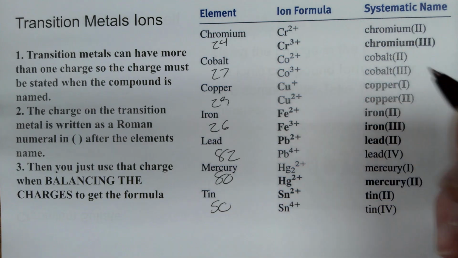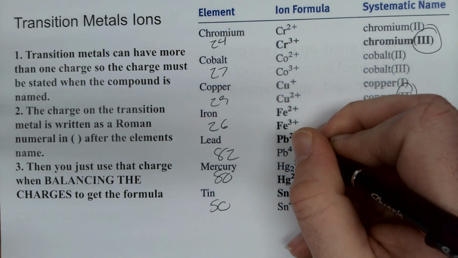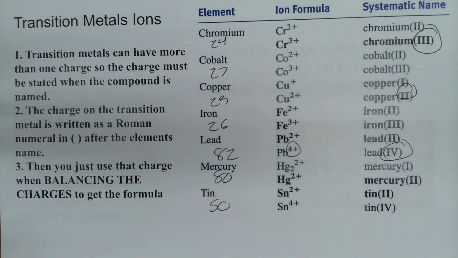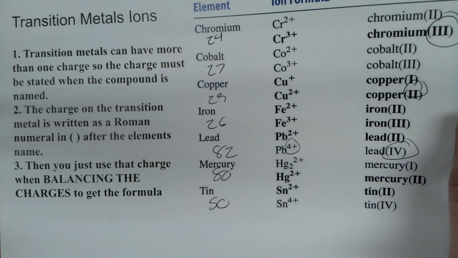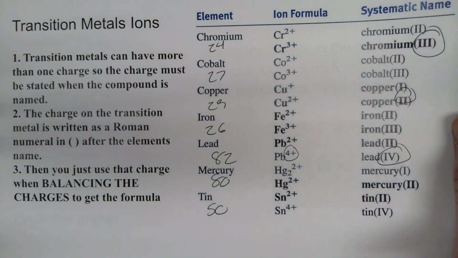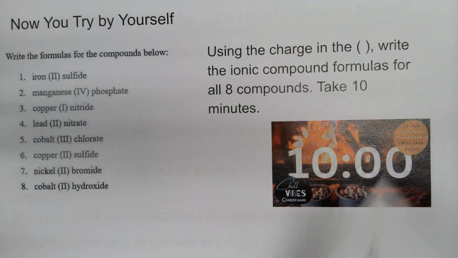We're going to use this charge that's written here to balance our equations, just like we did before. Nothing's changed. It's just that sometimes our transition metals come in different flavors. That's all it is. So on the back of your paper, let's do one together.